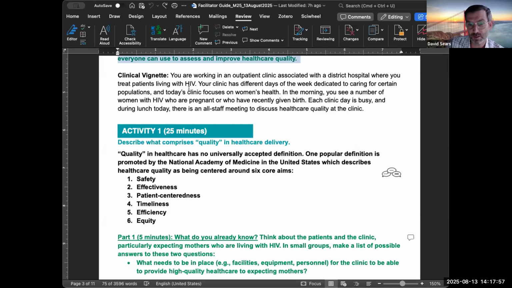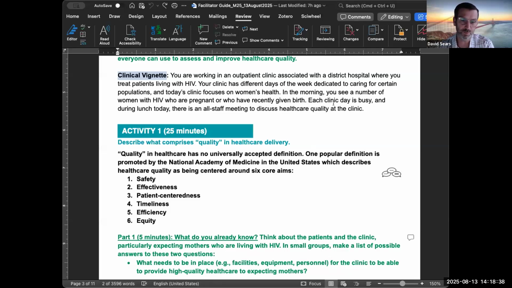And so this module does start with a clinical vignette, although different than other clinical vignettes. This is more in the clinic, not a patient-specific vignette. And this can be adapted to local contexts or conditions. We try to have healthcare workers imagine they're working in an outpatient clinic associated with a district hospital where you're treating patients with HIV, and your clinic has different days of the week dedicated to caring for certain populations. Today's clinic focuses on women's health. In the morning, you see a number of women with HIV who are pregnant or who've recently given birth, and each clinic day is busy. During lunch, there's an all-staff meeting to discuss healthcare quality at the clinic.